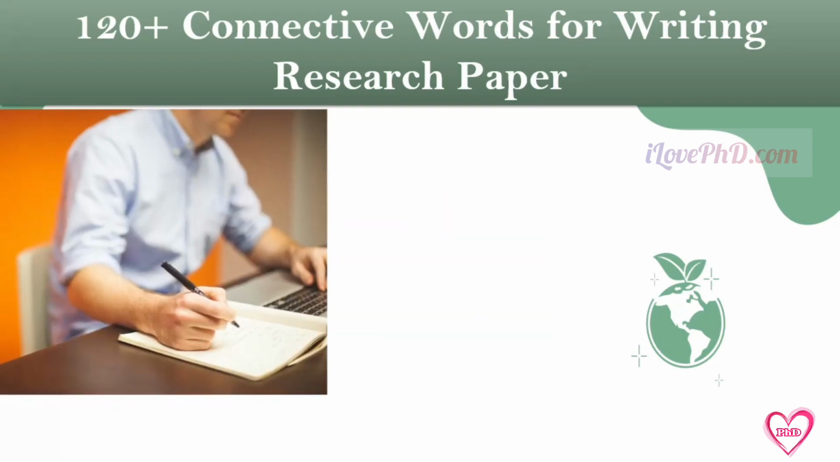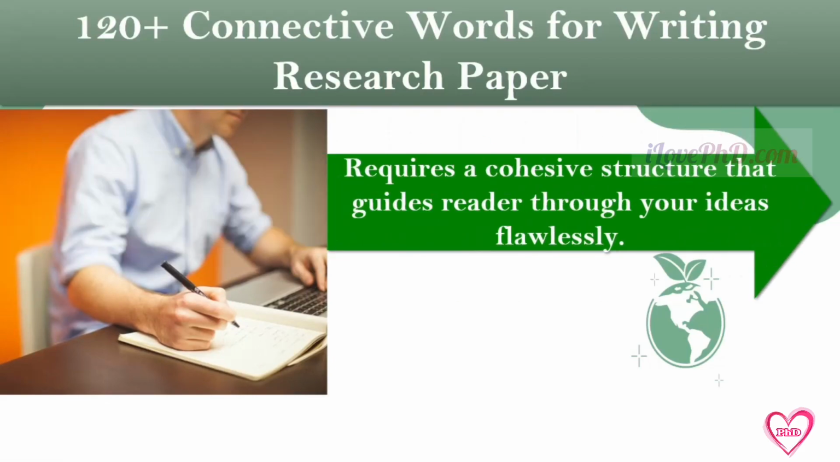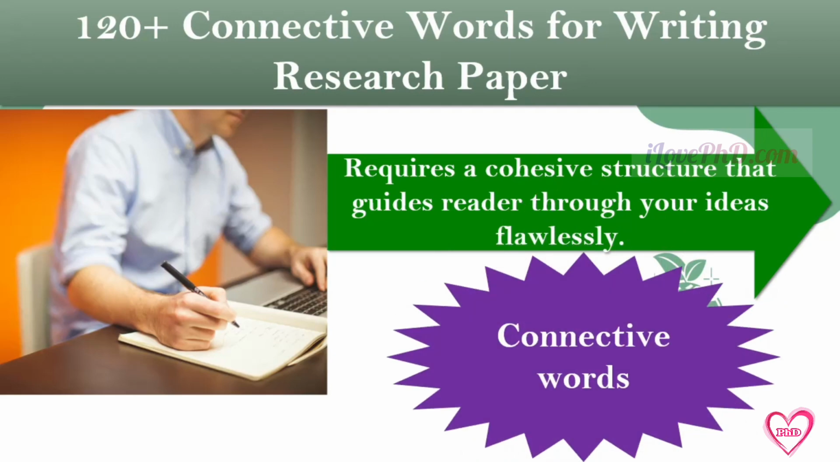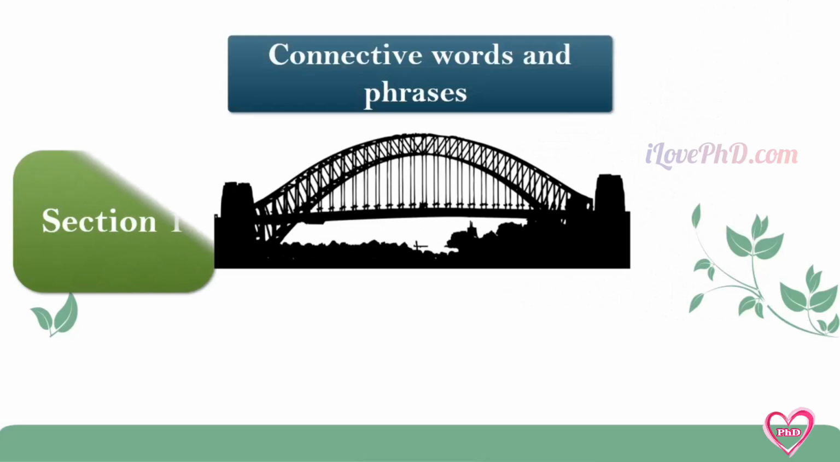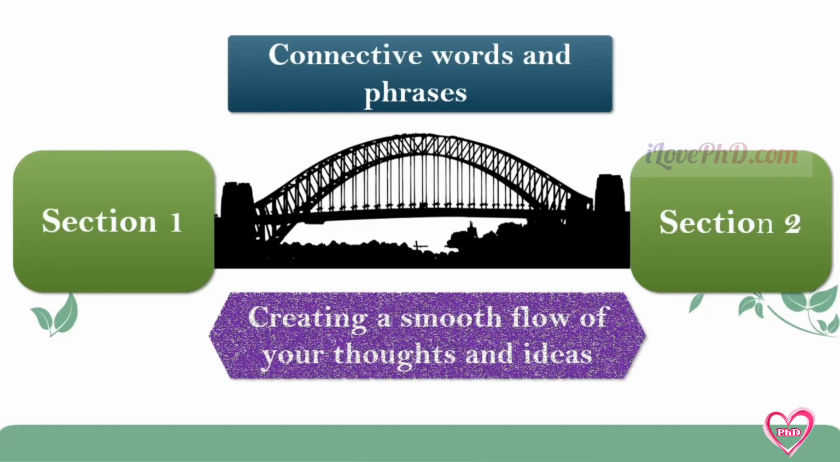Writing a research paper involves more than just presenting your findings. It requires a cohesive structure that guides the reader through your ideas flawlessly. One essential tool for achieving this coherence is the strategic use of connective words. These words and phrases act as a bridge linking different sections of your research paper and creating a smooth flow of your thoughts and ideas.